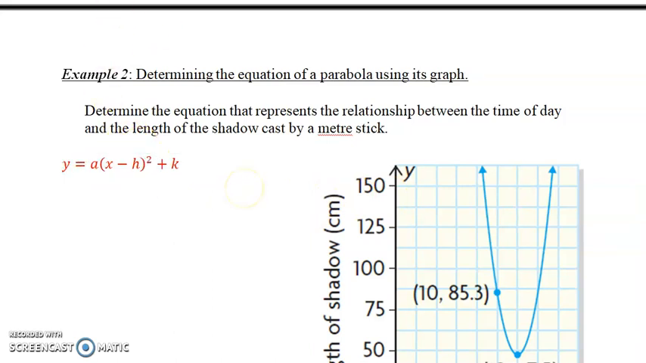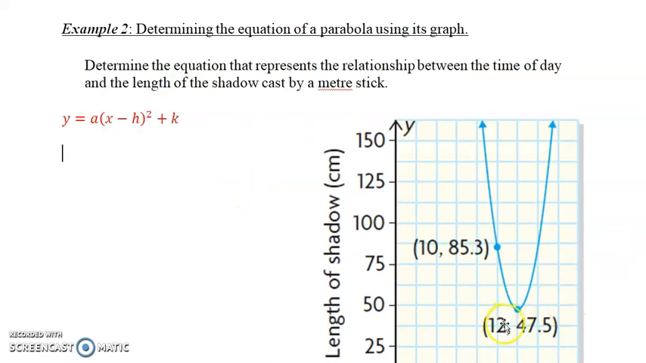And now what we'll do is we'll add in what we have. So we have the vertex. We look here, the vertex is 12 and 47.5. And we have another point which is going to come into play in a minute. So we know that we have a point x and y right here, 10 and 85.3, and we know that we have the vertex here. So the first thing we're doing is we're going to put the vertex in. That'll be step 1. So we'll take that, put the vertex in. H is 12, and K is 47.5.